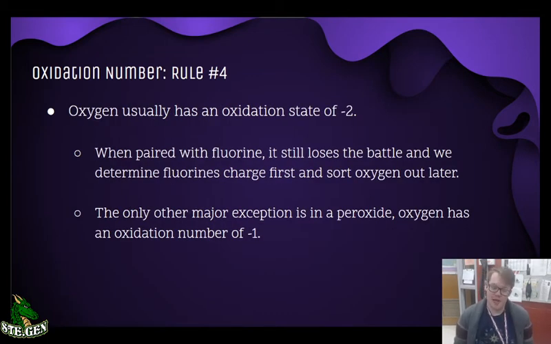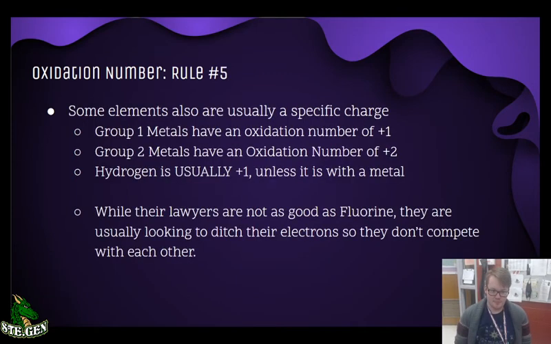Oxygen also usually has an oxidation state of -2. When paired with fluorine, it does not, and you'll have to determine fluorine's charge first and then figure oxygen out later with some critical thinking skills. The only major exception to that is in peroxide, which if you remember is O2 2-. And in that case, there's two oxygens that added together need to have a charge of -2, which means each one of them must be contributing a -1 to the oxidation number. So oxygen would only have an oxidation number of -1 in a peroxide compound.